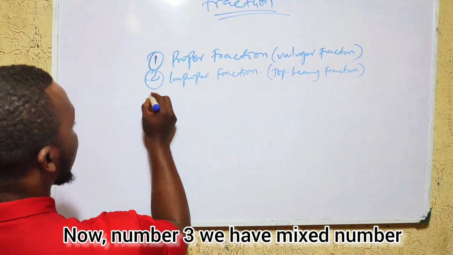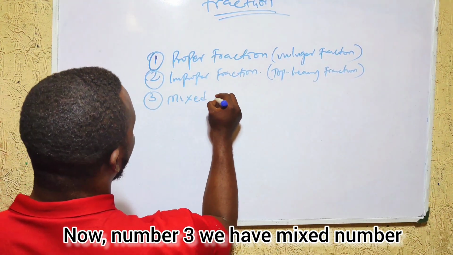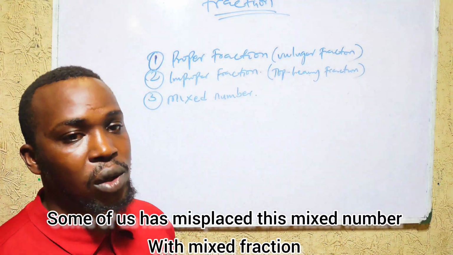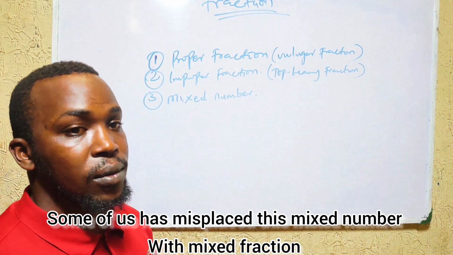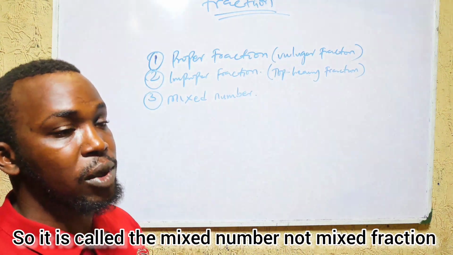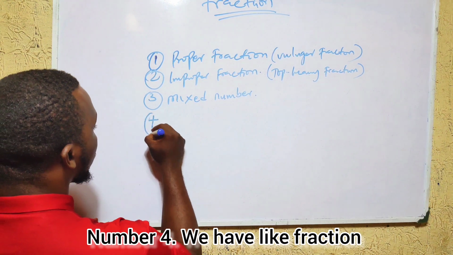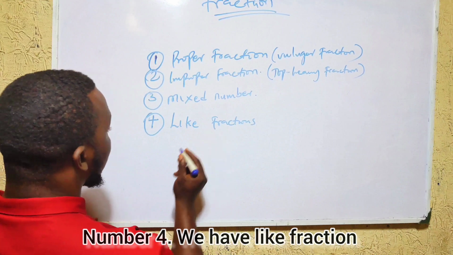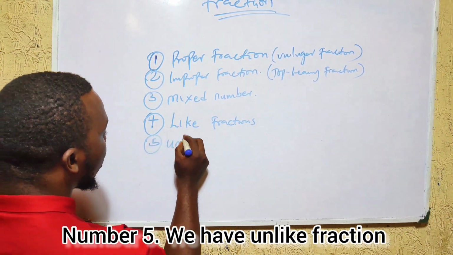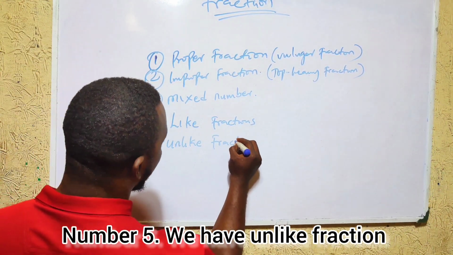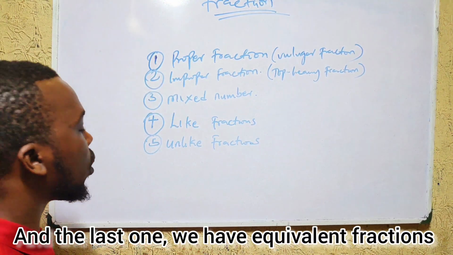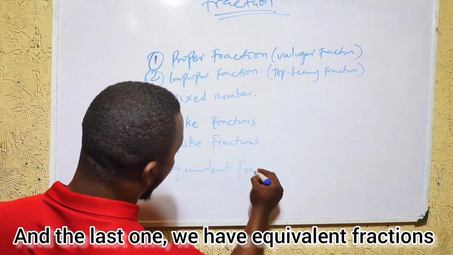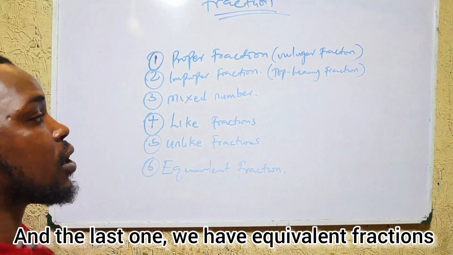Now, number 3, we have the mixed number. Some of us have misnamed this mixed number as mixed fraction. So it is called a mixed number, not a mixed fraction. Number 4, we have like fractions. Number 5, we have unlike fractions. And the last one, we have equivalent fractions.